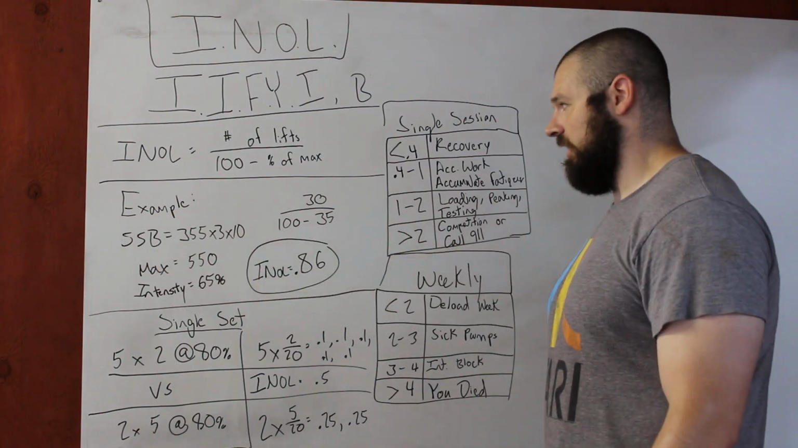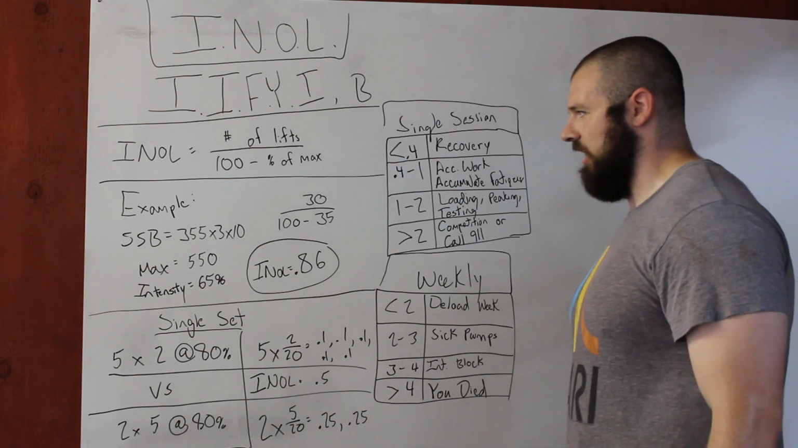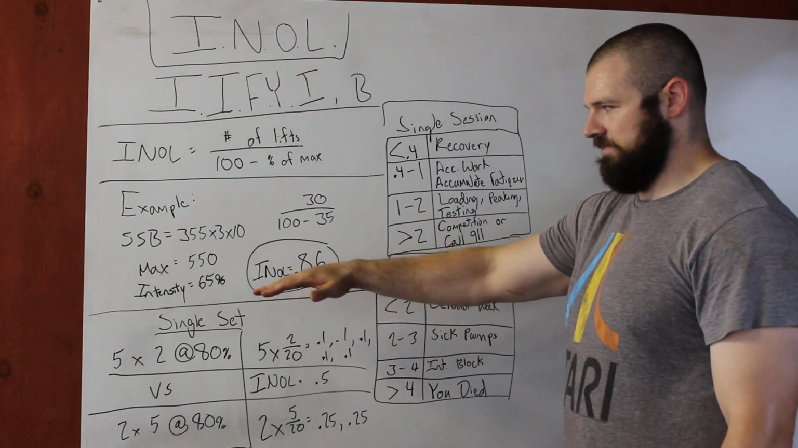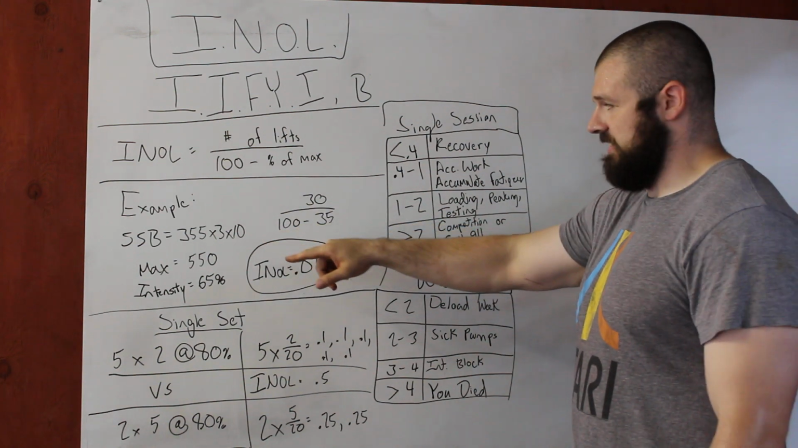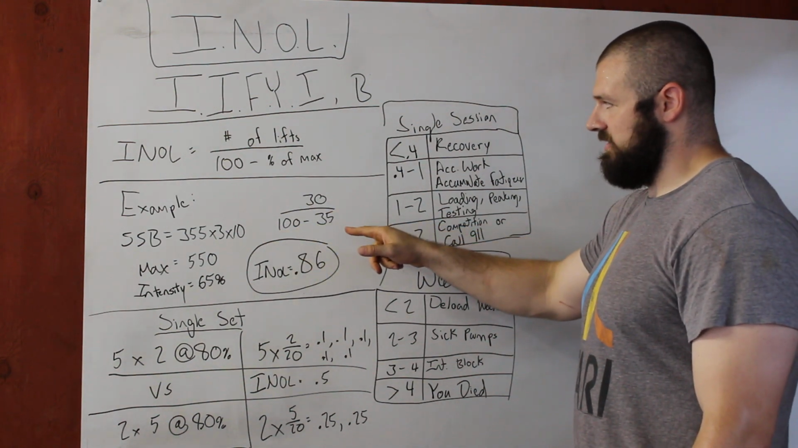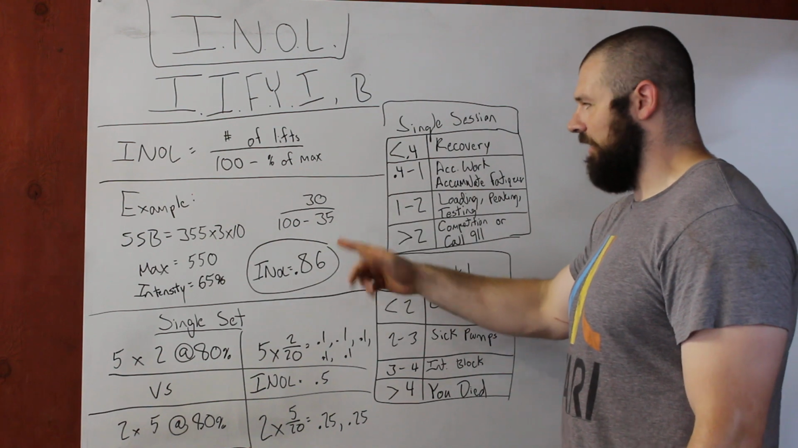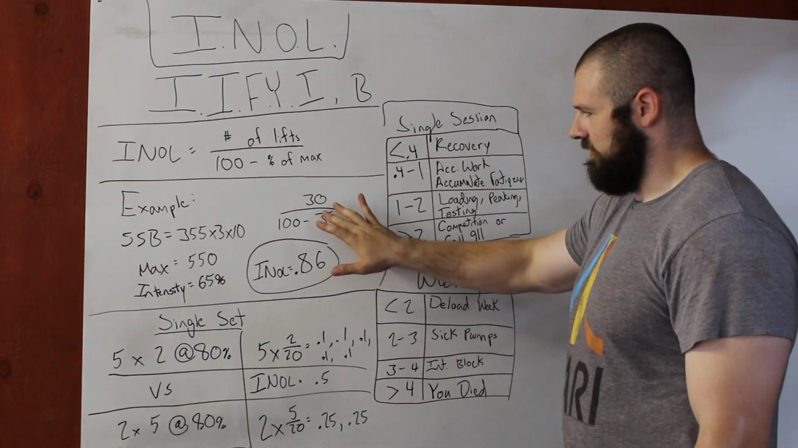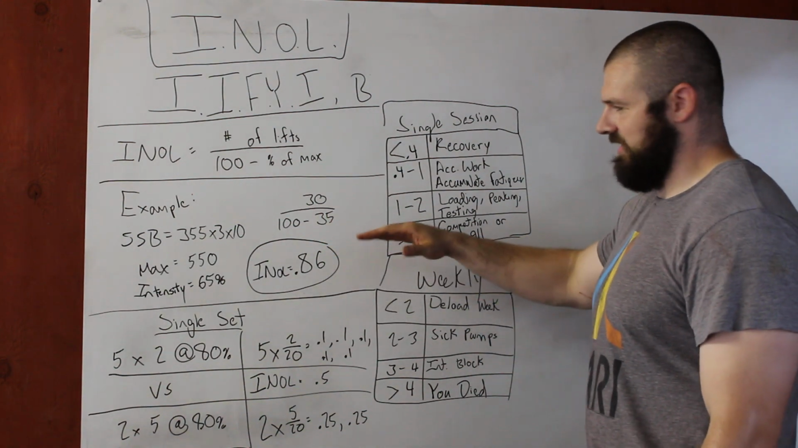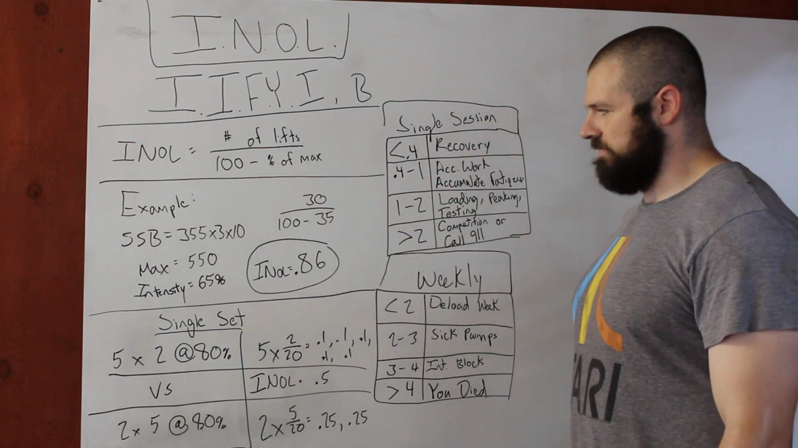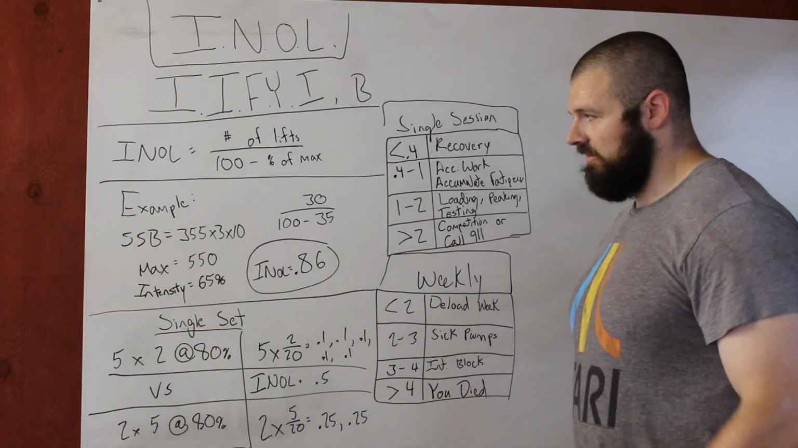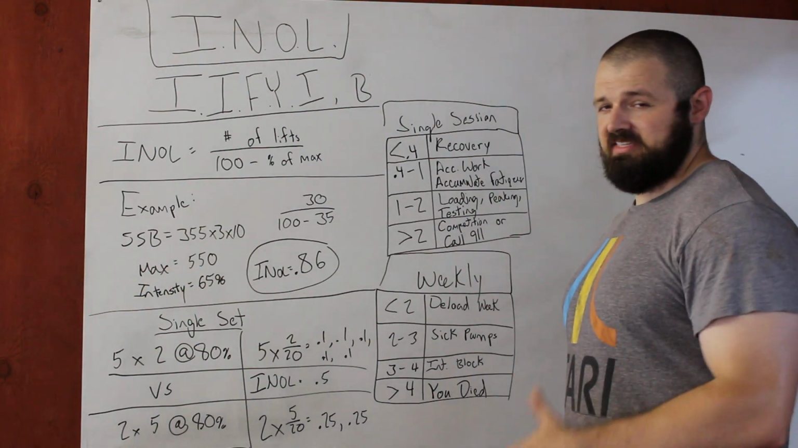But anyway, max at 550, that puts that intensity around 65%. You can round up or down, just as long as you keep it consistent with how you round it. So that 355 is about 65% of 550. So 30 total lifts, because I did 3 sets of 10. 100 minus 65 gives me 35. So now we've got 30 over 35. That gives me an I-NOL of 0.86 for all of the work I did with that safety squat bar in this session.